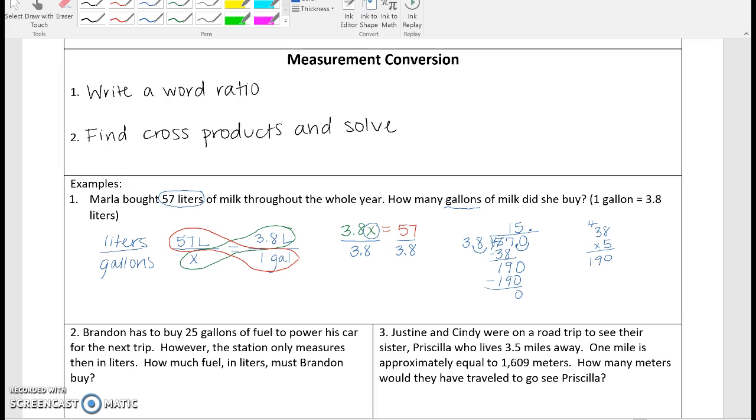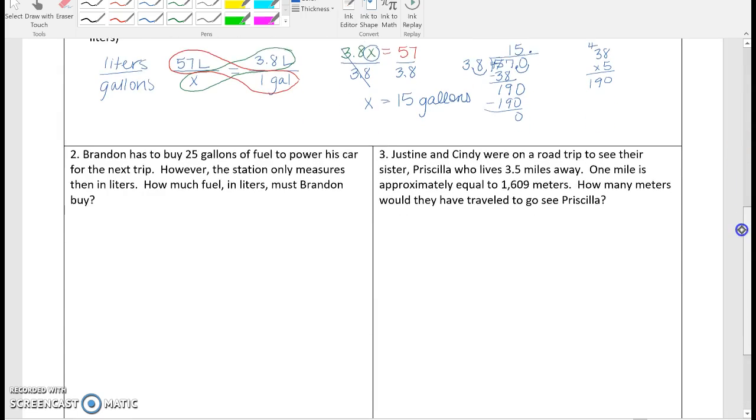Now since we canceled this out, x is what's left on this side, and on the other side is 15. Now, is it liters or gallons? It's in the x location, so the bottom is all gallons. So 15 gallons. It told us that she bought 57 liters of milk throughout the year, which is the same thing as buying 15 gallons. Okay, let's try the next problem.